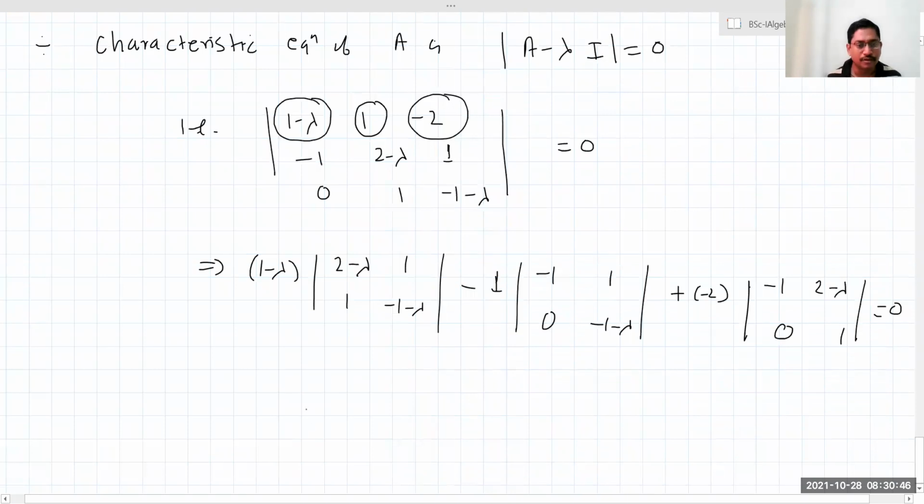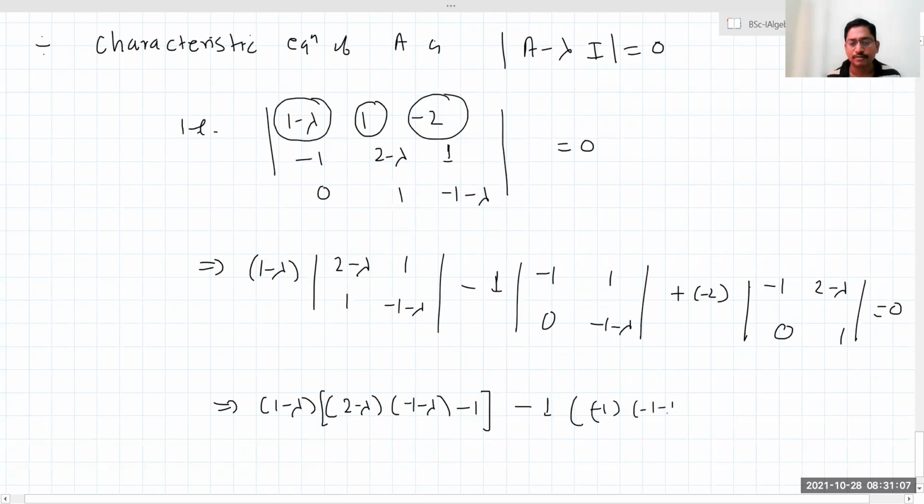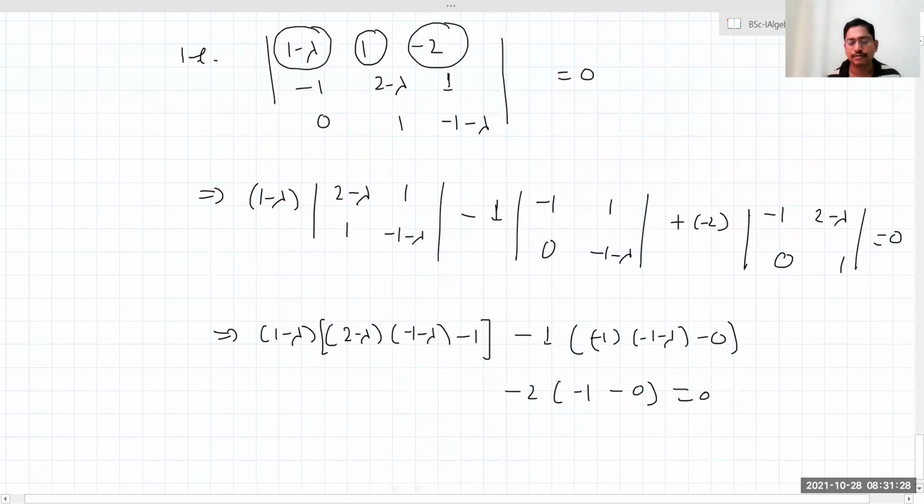Next, solve the determinant. This implies 1 minus lambda in bracket, 2 minus lambda multiplied by minus 1 minus lambda, and this 2 by 2 determinant, how to solve it, we know: minus 1 multiplied by minus 1 multiplied by minus 1 minus lambda, minus 0, and next minus 2 is multiplied by minus 1 minus 0 because that 0 is there. Okay, and this is going to be equal to 0 because it is an equation. What next?